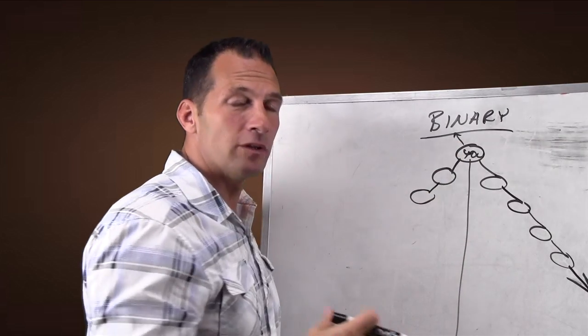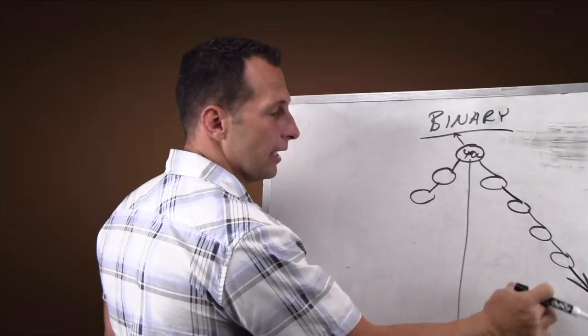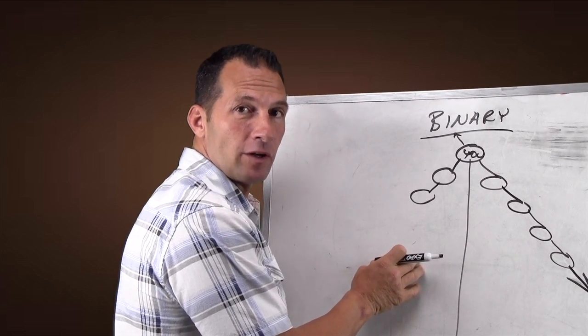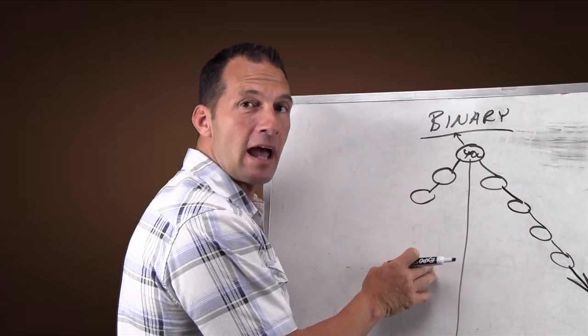What typically happens with a company in a binary comp plan is they will pay you primarily on the weakest side of your organization, or this will be the group that you have to work.